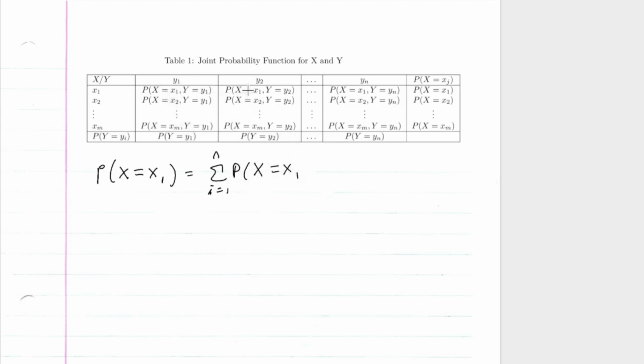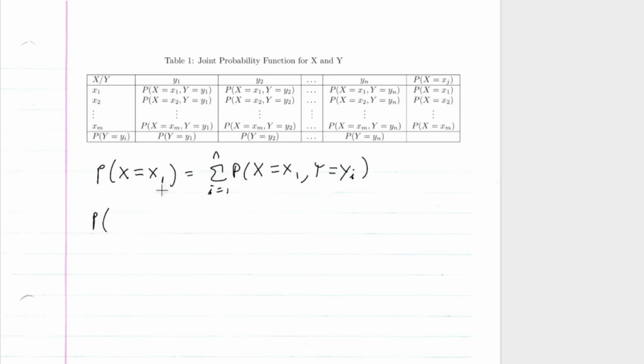Notice that x is equal to x sub 1 is in all of these, and the y is going to be the one that changes, right? Y is equal to y sub i, where i is going to be 1, 2, and so on, goes from 1 to n. Okay? So this would be the probability that x is equal to x sub 1.